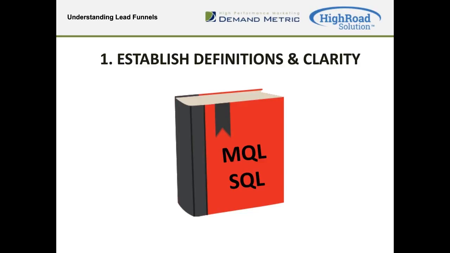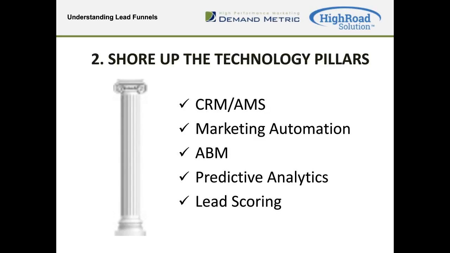Okay, number two, we're going to shore up the technology pillars. The discipline of managing the marketing function is more and more resembling managing software, because that's really what it comes down to. Nowhere is this more evident than in the funnel. So having the right marketing technology stack is critical to success in the funnel. The technological pillars of the B2B funnel include CRM/AMS systems, marketing automation, ABM, which is account-based marketing, predictive analytics, and lead scoring. These are super important to have in place, and you want to keep building maturity on each of them.